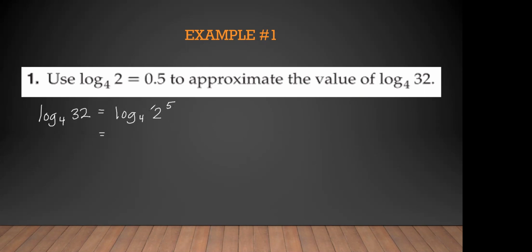So when I'm raising a power to a power, or when I have this exponent, I'm actually going to multiply, right? That's the product of powers property, okay? So that would be 5 times the log base 4 of 2, okay? And it told us that log base 4 of 2 is 0.5. So really what I'm doing is multiplying 5 times 0.5. So log base 4 of 32 is equal to 2.5. Okay.